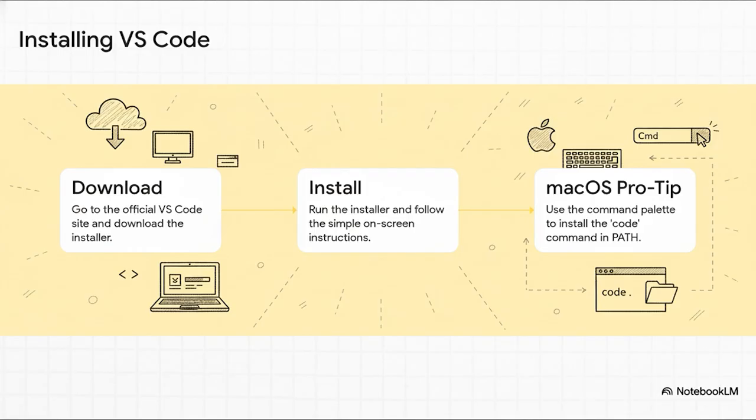Now here's a pro tip for Mac users. Once it's installed, open VS Code, press Command-Shift-P to open something called the command palette, and then type Install 'code' command in PATH. This little trick lets you open any project folder in VS Code right from your terminal just by typing code. It's a massive time saver.